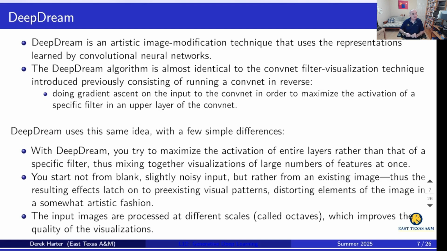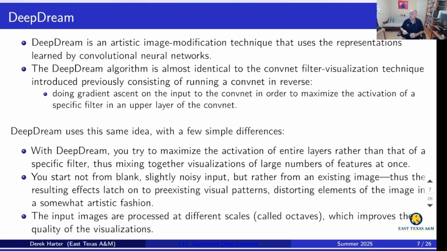Like I said, we'll look at DeepDream here. It's already 10 years old, and DeepDream was one of the first image generation examples. It's an artistic image modification technique that uses the representations learned by convolutional layers of a deep network. Basically the same technique that we looked at in a previous video when we were talking about convolutional neural networks.